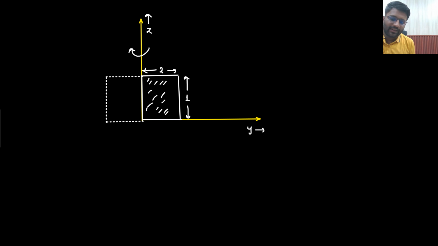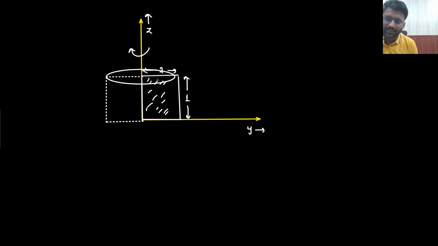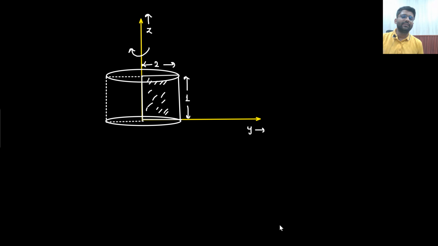So what will happen is that at the end points you will end up making a circle, since you are rotating it. A circle like this. Say yes or no. So this is how you will make a cylinder, right? This length was 2, this length was 1, this particular length was 2, and we just rotated it and we got this particular cylinder, right?